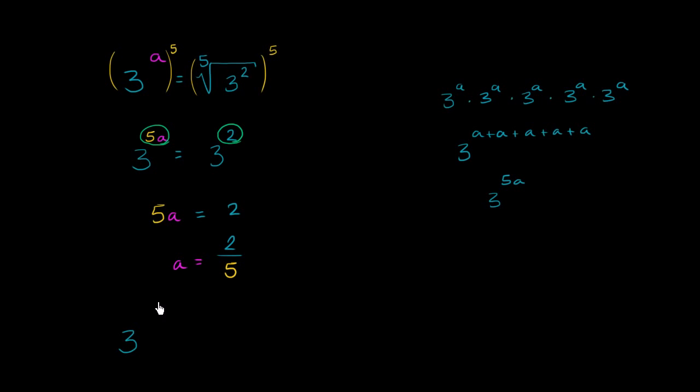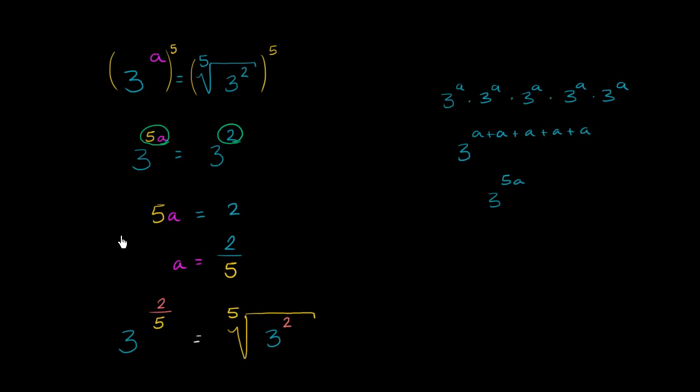3 to the 2/5 power is equal to the 5th root of 3 squared. Notice, the 5th root. So the denominator here, that's the root. So if you take this base 3, you square it, but then you take the 5th root of that, that's the same thing as raising it to the 2/5 power. Notice, take this 3, take it to the 2nd power, and then you find the 5th root of it.